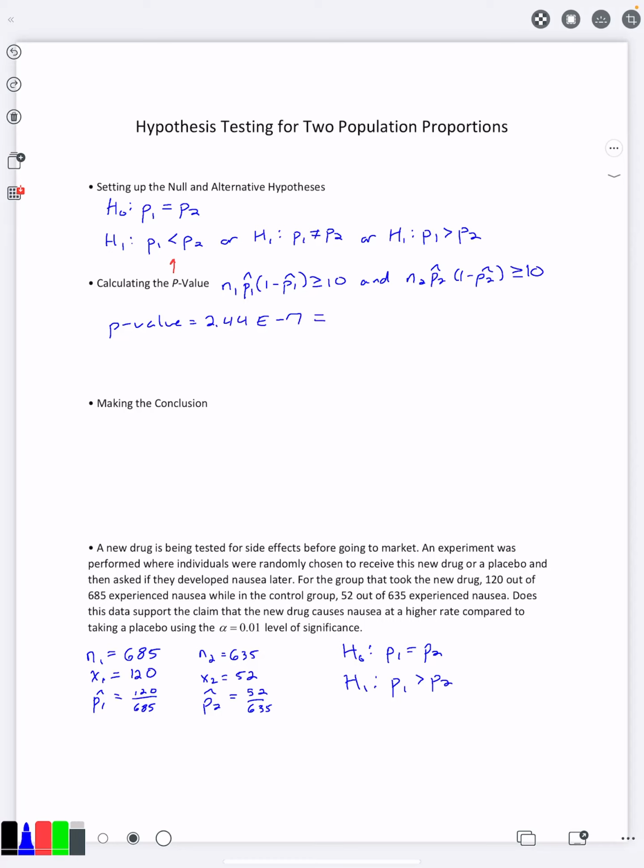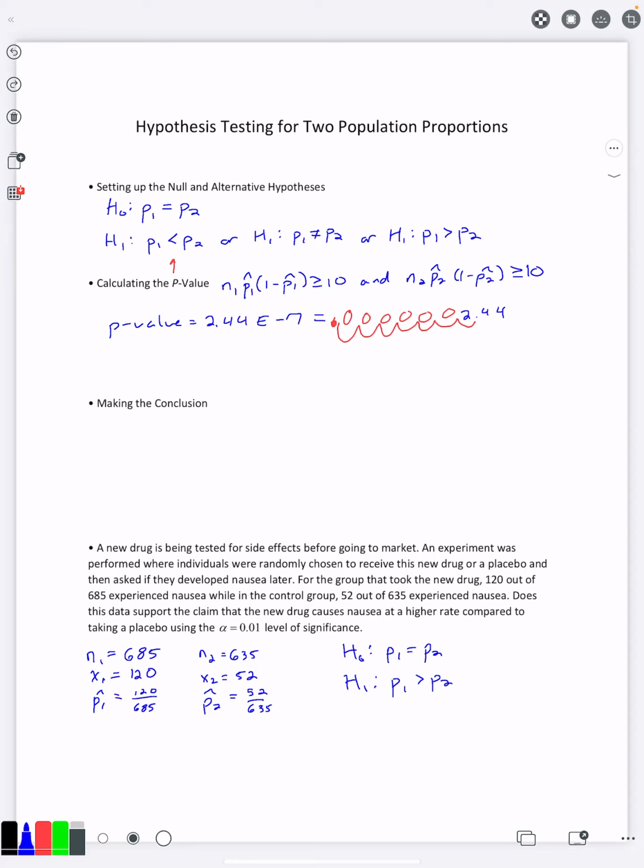What does E minus 7 mean? It means you start with the number 2.44 and you move the decimal place to the left 7 places. That's why it's negative, it's to the left. So 1, 2, 3, 4, 5, 6, 7. So we're going to have the decimal point here now, and then all of these are zeros. So it's really this ridiculously small number here. Really, really, really small number.